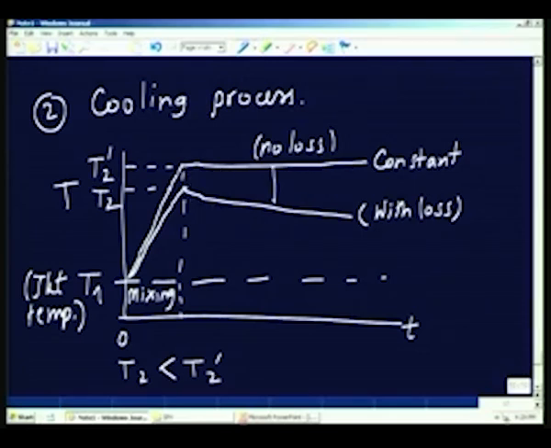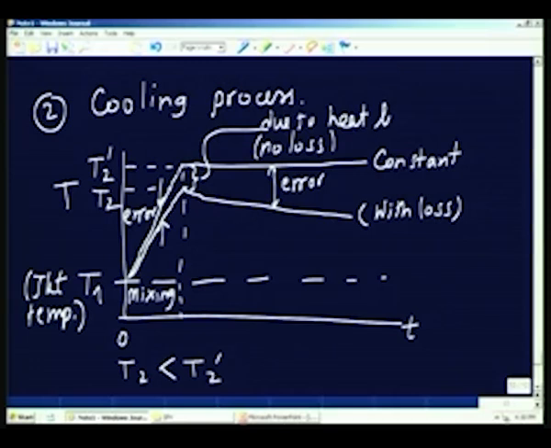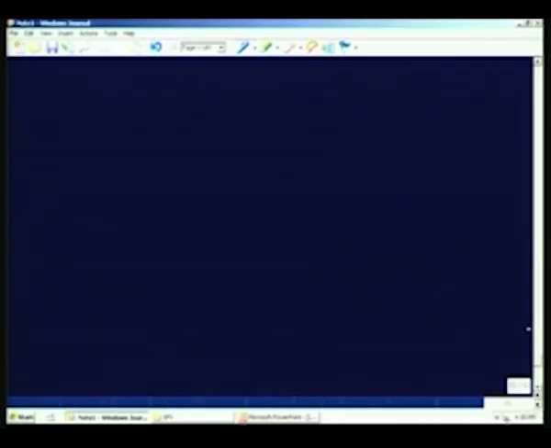So, if you look at this, this is the error. Similarly, here, this is the error. So, if I want to calculate the specific heat accurately, I must account for this error and make it up. That means I have to add this, which is due to heat loss. So, how am I going to account for it? Let us write the appropriate equation and it will become clear as to what is going on.